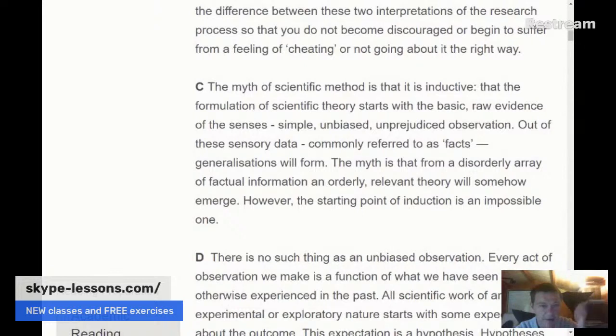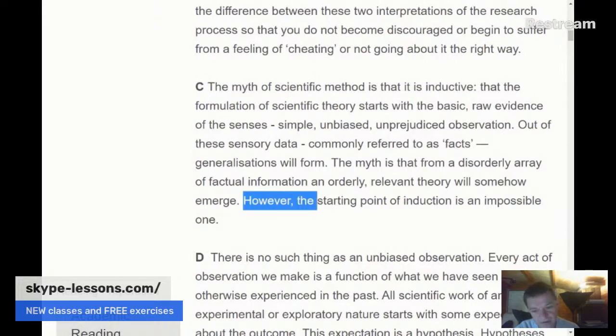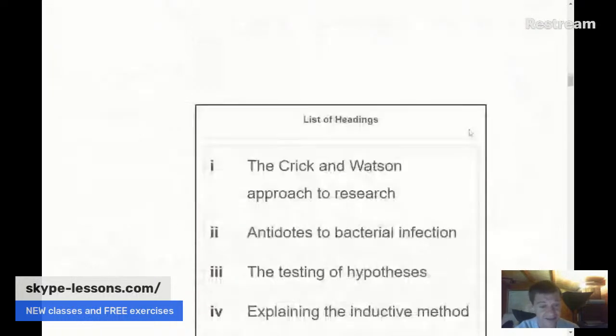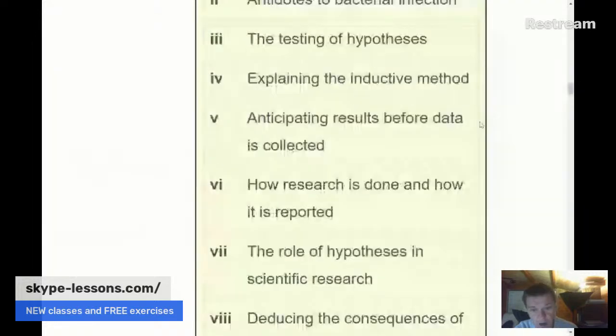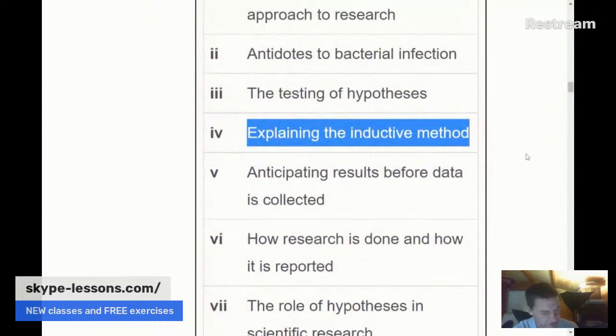help you remember that, firstly, pay a lot of attention to the first line and the last line of each paragraph. Because if you look at C, the first line: the myth of the scientific method is that it is inductive. Last line: however, the starting point of induction is an impossible one. This has got to be about induction, hasn't it? Or the inductive method, which is why explaining the inductive method is absolutely right for C.